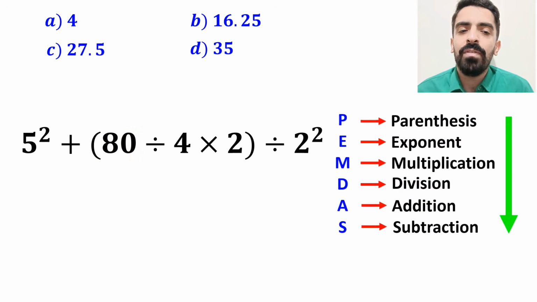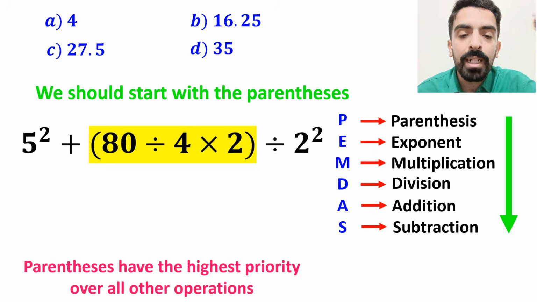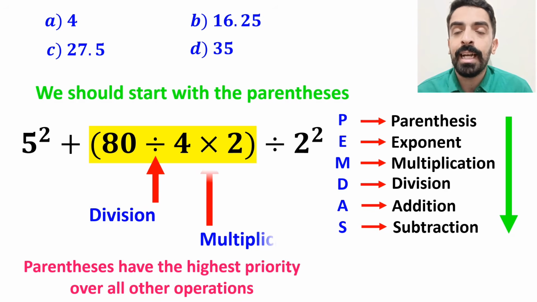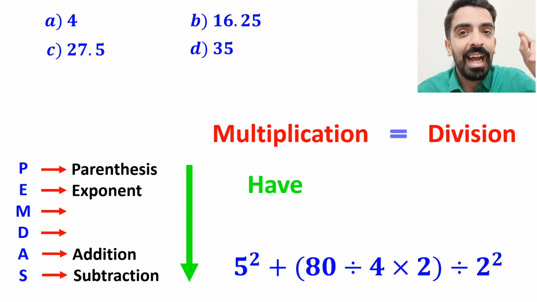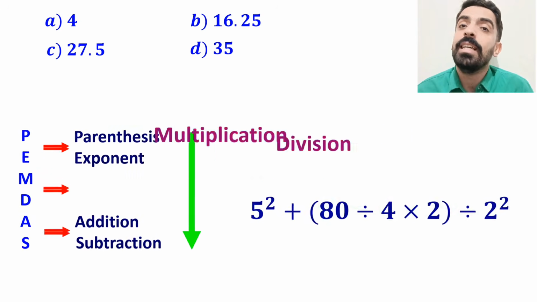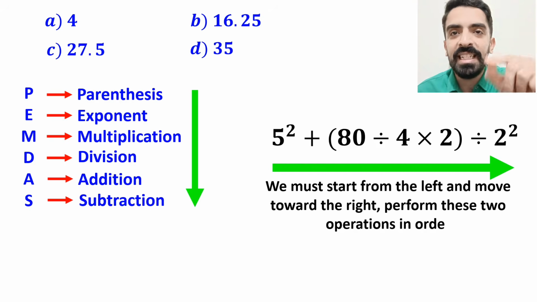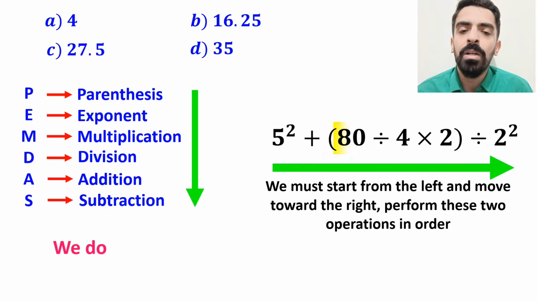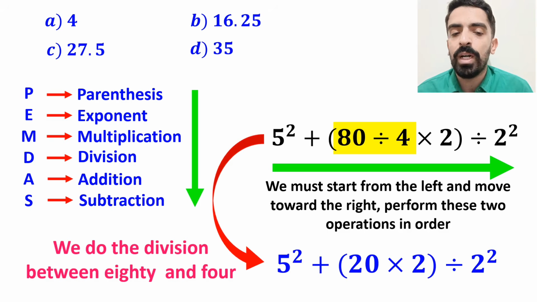According to the PEMDAS rule, first we should start with the parentheses, because parentheses have the highest priority over all other operations. And inside the parentheses, first we have a division sign and then a multiplication sign. It's very important to note that multiplication and division have exactly the same level of priority. In this situation, we must start from the left and move toward the right, performing these two operations in order. So, first we do the division between 80 and 4, and this equation simplifies to 5 squared plus 20 times 2 inside the parentheses, then divided by 2 squared.